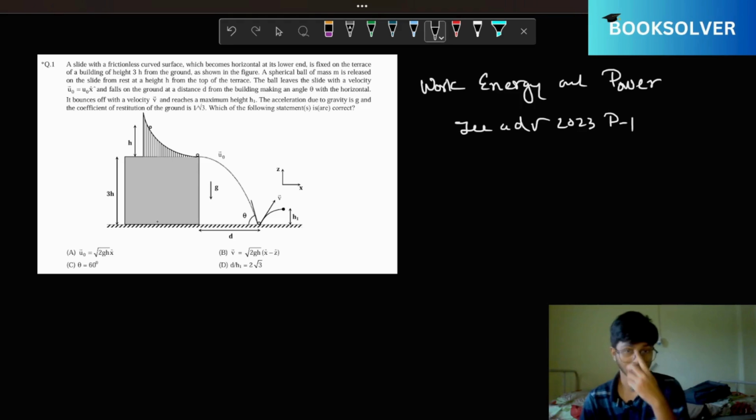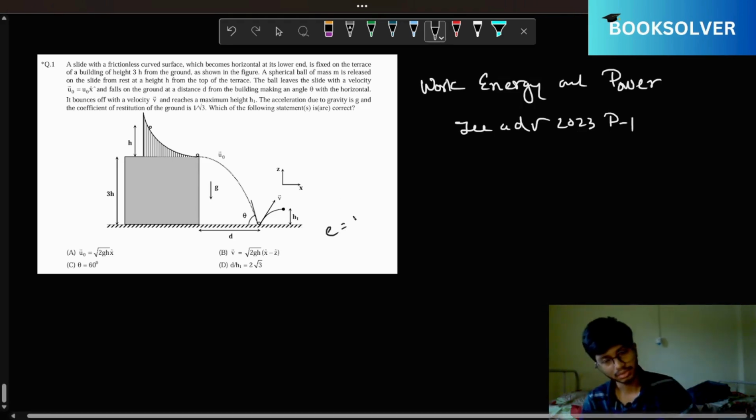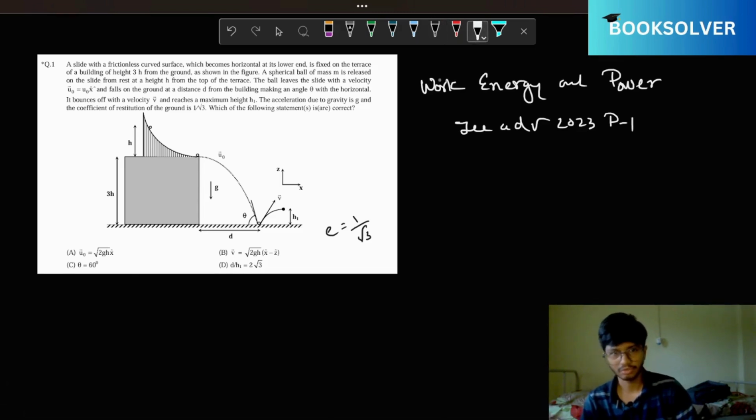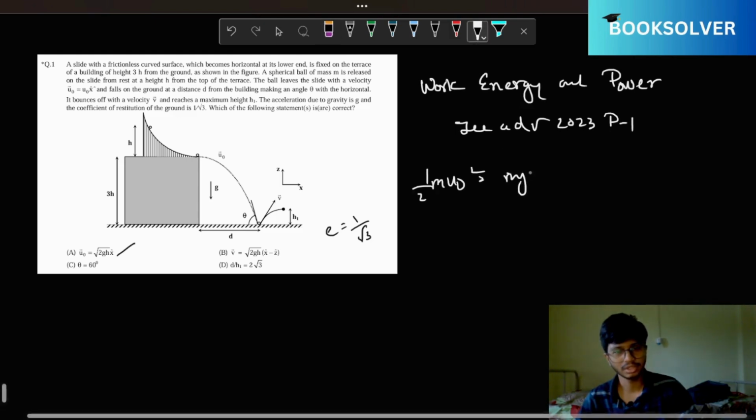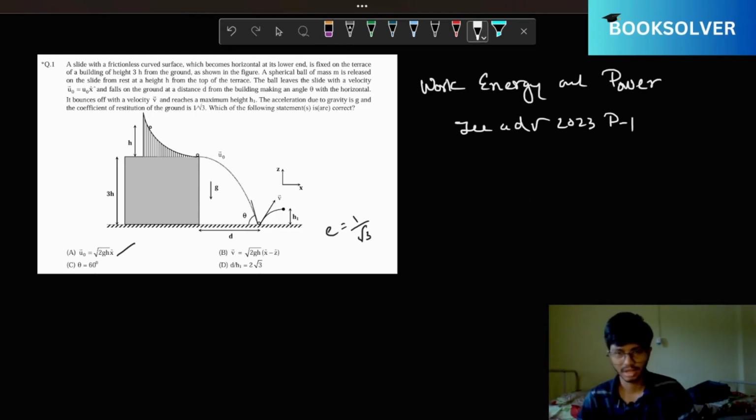There's no friction over here, right? We have the coefficient of restitution equal to 1 by root 3. We need to check whether the following statements are right. First of all, u naught is equal to root 2gh straight away by energy conservation, which says half m u naught square equals the initial energy, mgh. So u naught is root 2gh, and that's in the x direction.